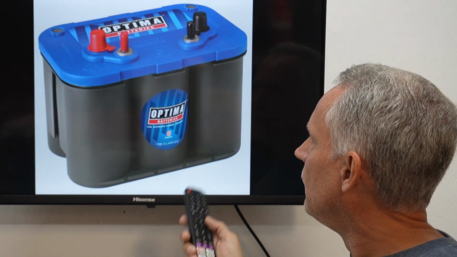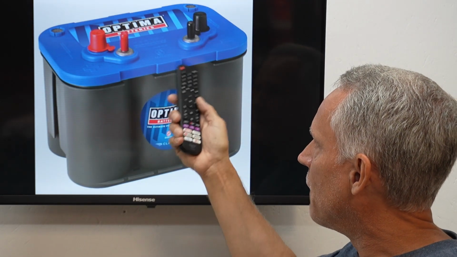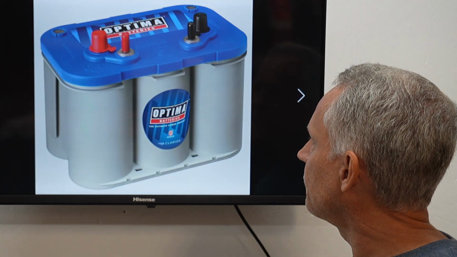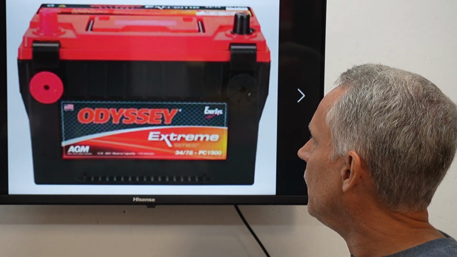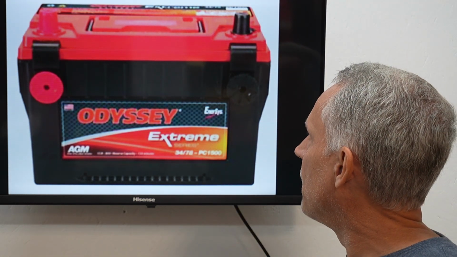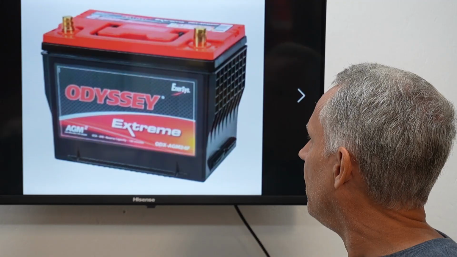Here's an Optima marine type battery. You can tell by the blue top, dual terminals. This is a spiral cell battery. Another version of it. Right, here's a different picture of a dual terminal Odyssey thin plate pure lead battery. Sorry for it being so blurry.